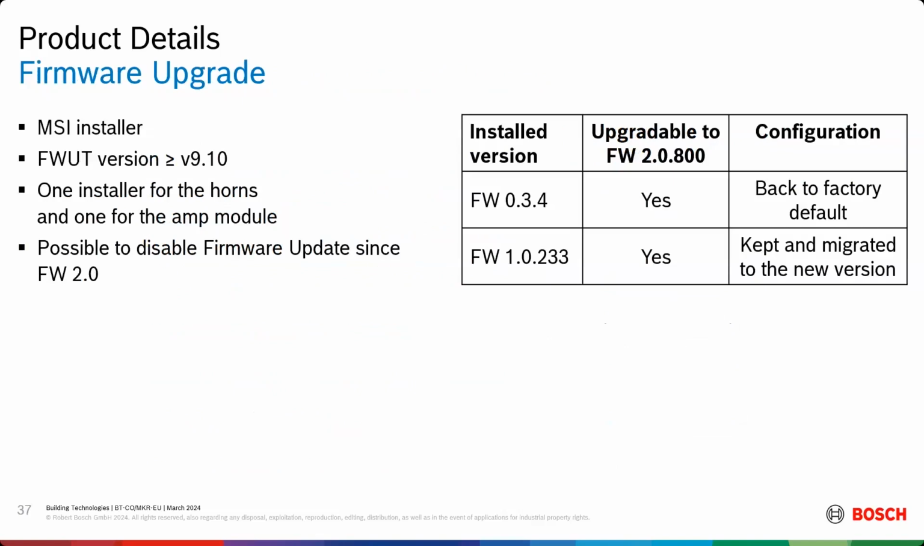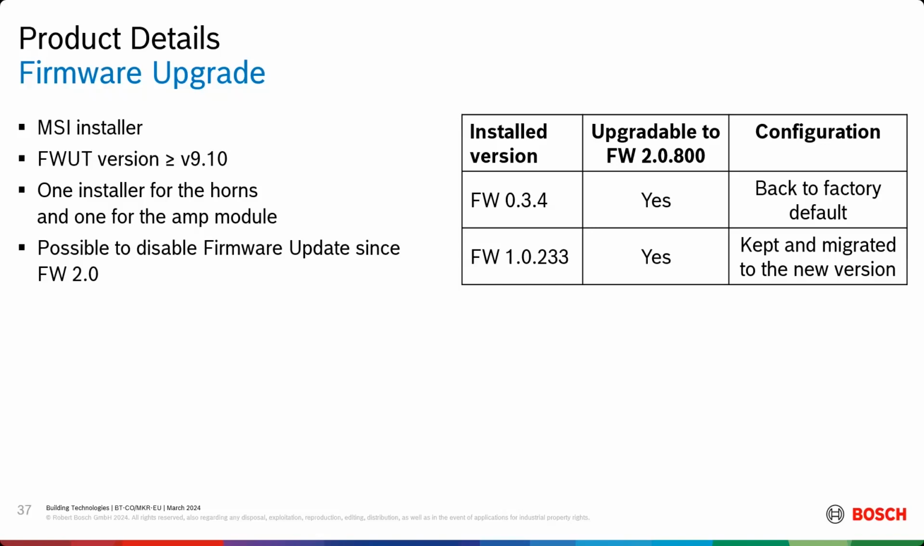Some details about the firmware upgrade. The firmware is available as MSI installer, which will install the firmware file itself in the correct location of the firmware upload tool. There is one installer for the two horns and one for the amplifier module. Firmware upload tool version 9.10 or above is needed. For more information, you can also check the user manual.